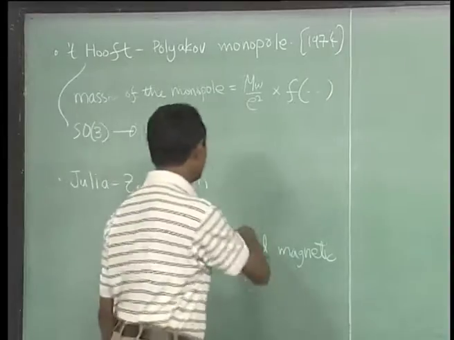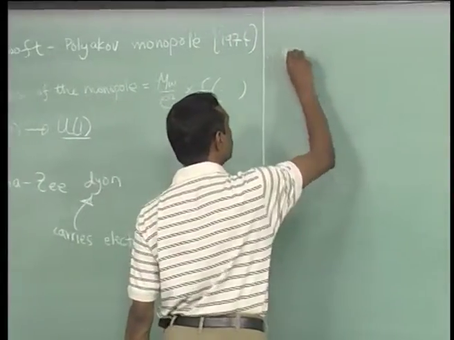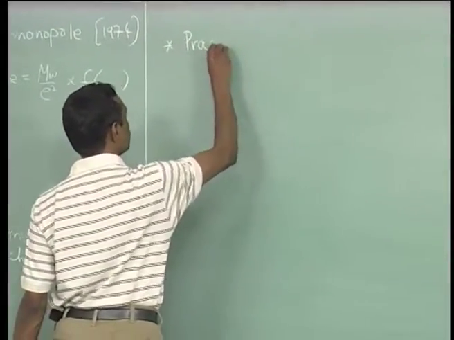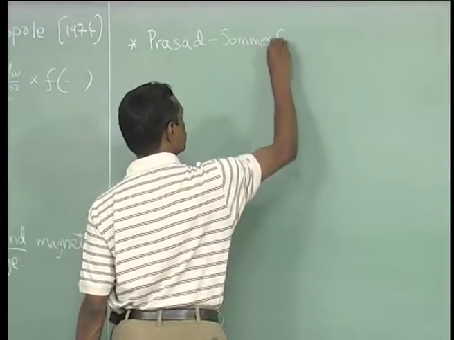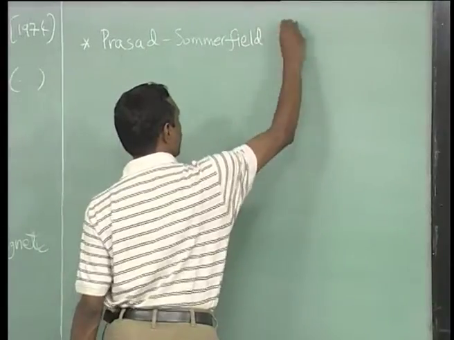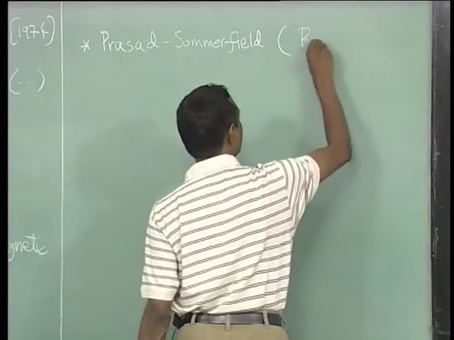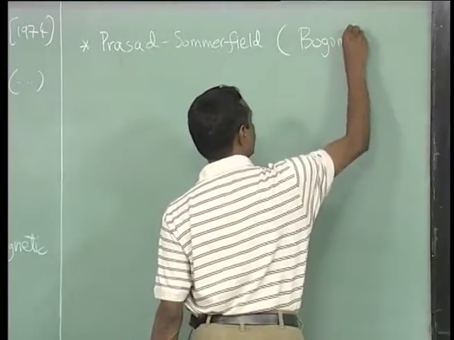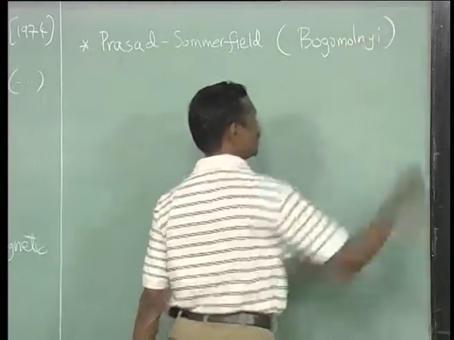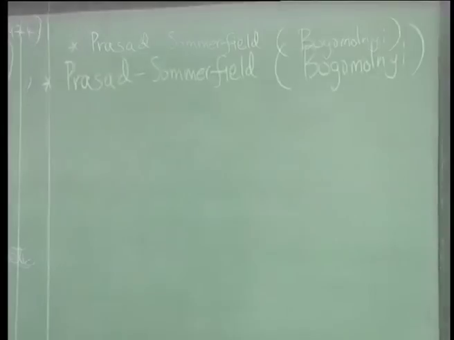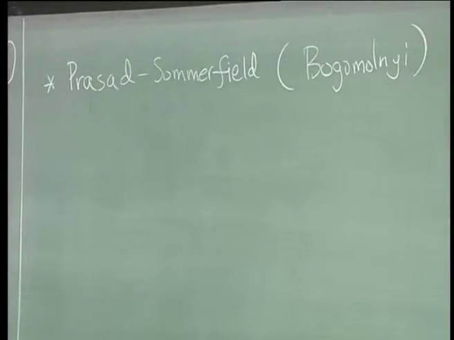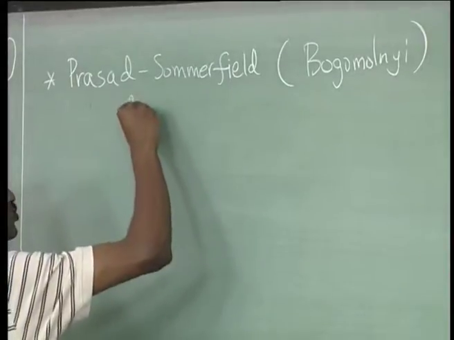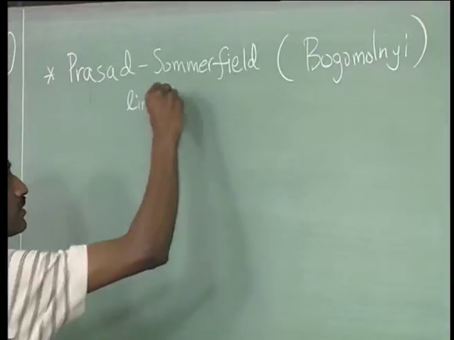So this sort of thing got impetus largely due to the work of Prasad and Sommerfield, which is what we are going to discuss in this lecture, as well as Bogomolny. We have discussed these names earlier, but this is the specific example where they actually were able to, in a particular limit, which today is called the Prasad-Sommerfield limit. We will see what that is.